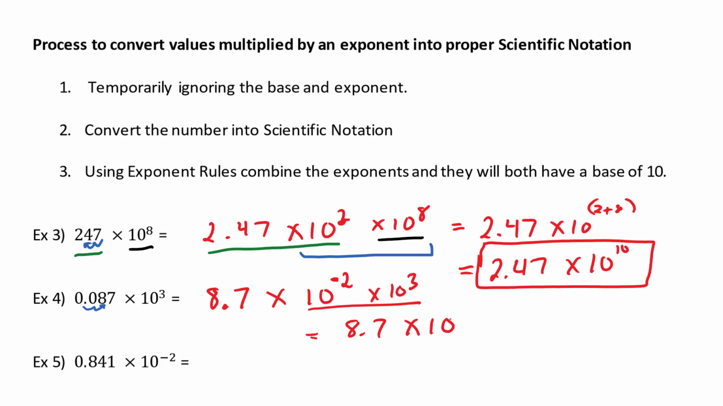8.7 times 10. We're multiplying two exponents with the same base, so I add those together. Minus 2 plus 3 is 1. So the final answer is 8.7 times 10 to the 1.